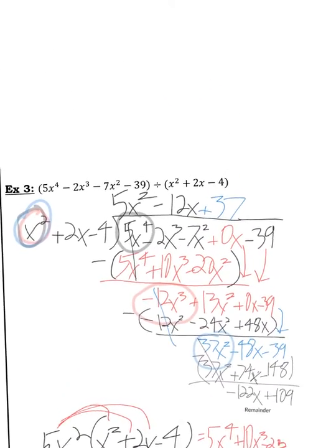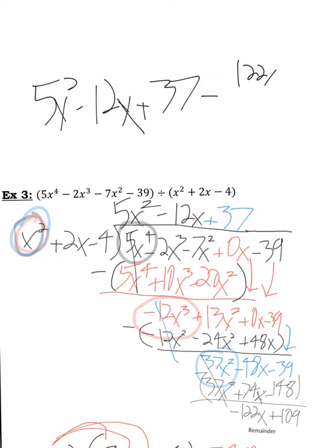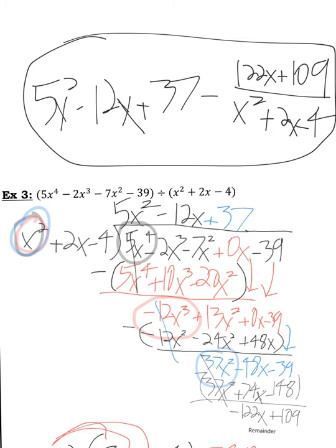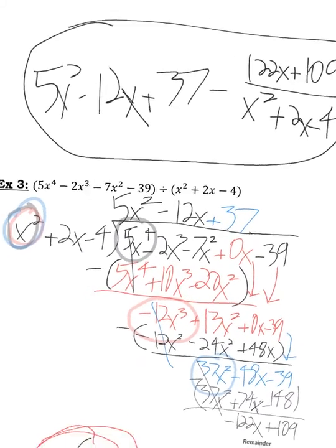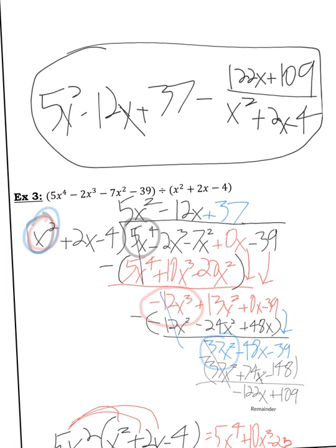So I'll just zoom out a little bit here, and I can just say the final answer is 5x squared minus 12x plus 37, and then you have minus 122x plus 109 over x squared plus 2x minus 4. And that's the answer. So it can be a lot of work, hence the term long division. But other than that, it's not really math that's super duper complex. We're just multiplying or dividing and subtracting.